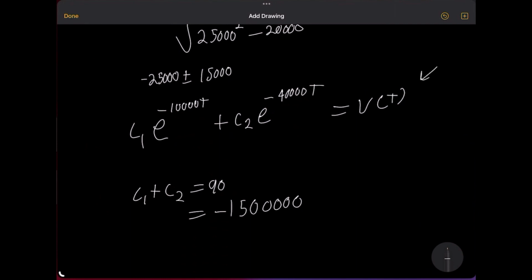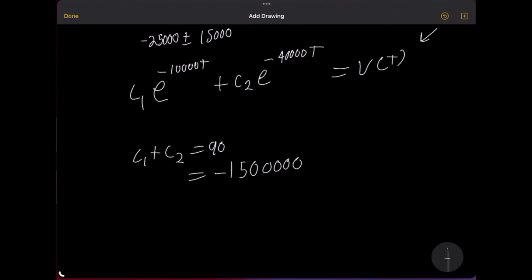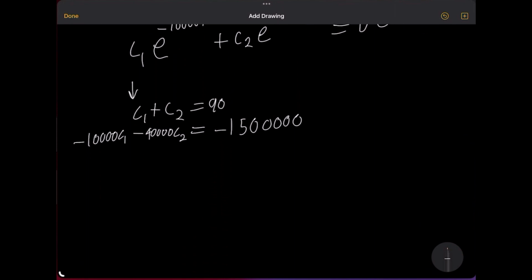Since it's dv dt, we need v as a function of time prime. So we're going to grab the derivative of this, and it's going to be negative 10,000 c1 minus 40,000 c2. I'm not going super deep in detail with the explanation because I'm a little short on time today. So now to solve for c1 and c2, we need to get a common factor for c1. So we're going to multiply the top one by 10,000, and that's going to cancel it out. So 90 times 10,000 is going to be 900,000.